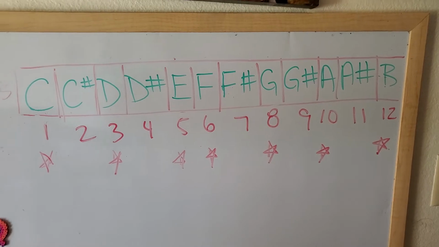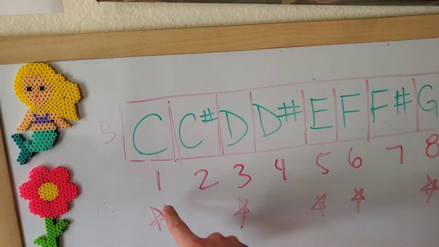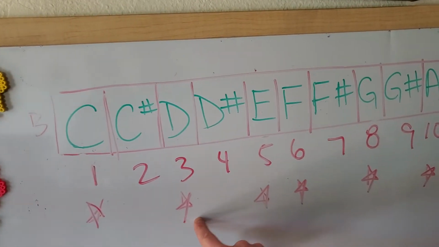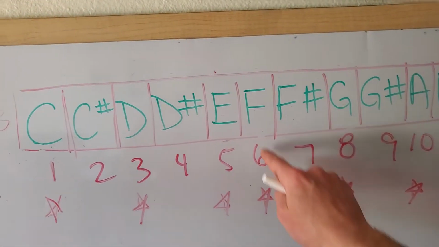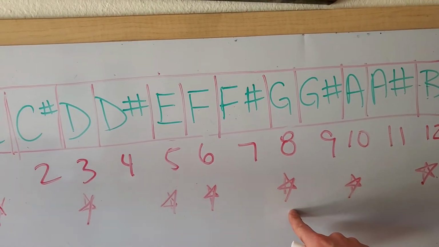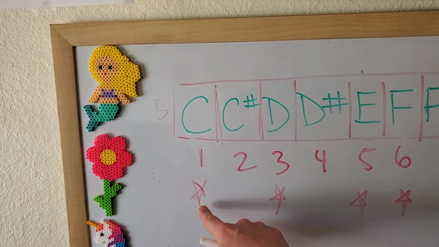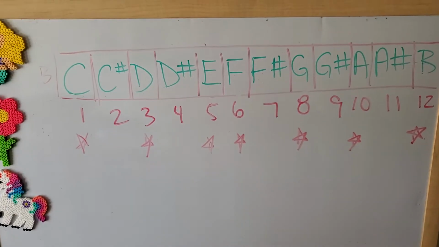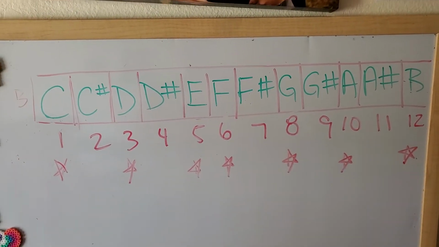Okay, so when I said 1-4-5, what I meant was C is the first, 1, 2, 3. F is the fourth, and then G is the fifth. Okay, so when we have those chords, 1, 4, 5. Okay, so why are those major chords?